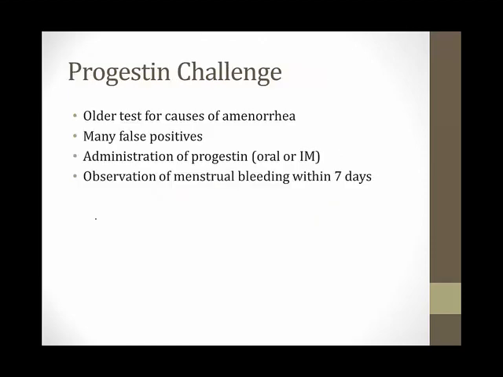There's an older test for causes of secondary amenorrhea that's not done much anymore. It's called the progestin challenge. This test isn't used much in the modern era because it has lots of false positives. This test involved administration of a progestin compound like the kinds that are found in birth control pills, either orally or intramuscularly, and then observation of menstrual bleeding would be done for about 7 days.